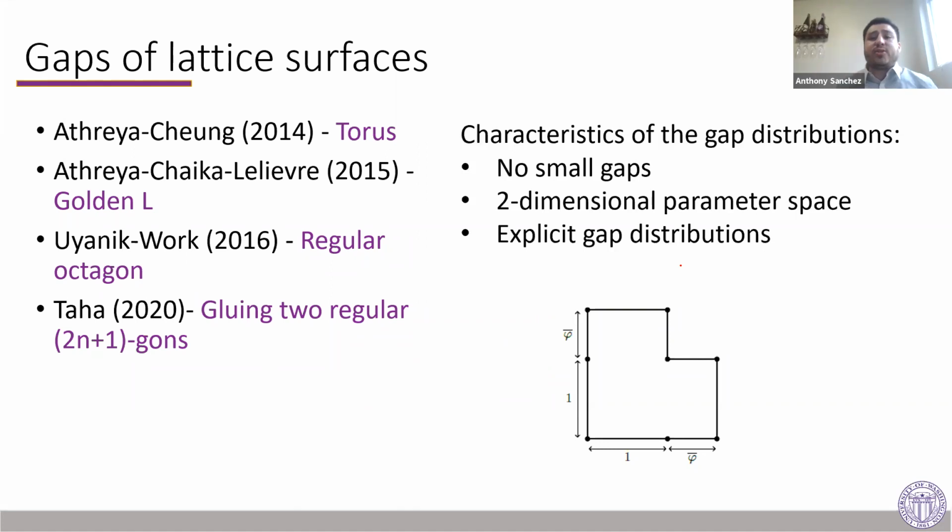Some common characteristics about these are, in each case, there are no small gaps. Again, this is not surprising given a result of Athreya-Chaika that I'll get into shortly. In all of these cases, the parameter space is 2-dimensional. And in all of these cases, except the Taha case, there's an explicit gap distribution. So we're able to fully understand the density function in all of these cases.